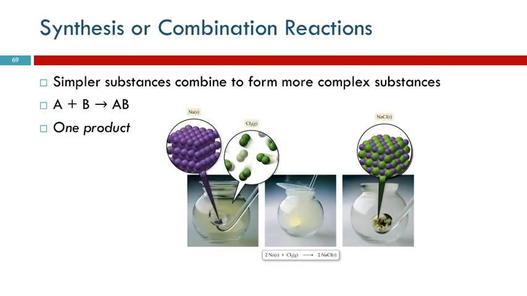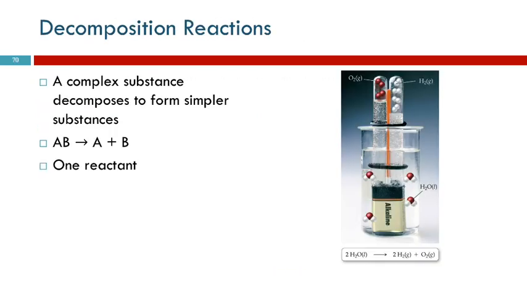So let's talk about those again. I already talked about them, but so we've got simpler substances in the synthesis or combination, simpler things making something that's more complex. You have one product. The example is sodium and chlorine reacting to form sodium chloride. You have two reactants, one product. Synthesis or combination reaction. Decomposition is the opposite. One reactant forming two or more products. The water is being decomposed by the electricity in the battery.